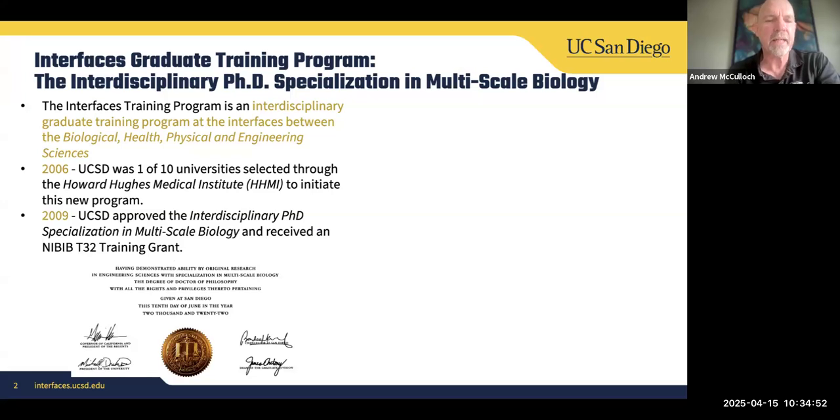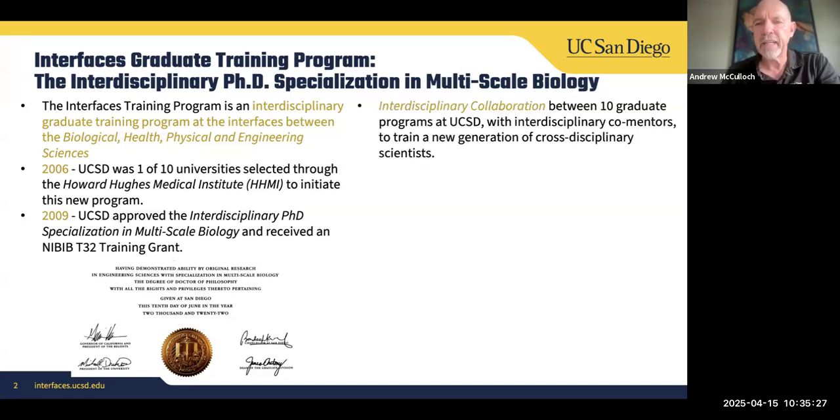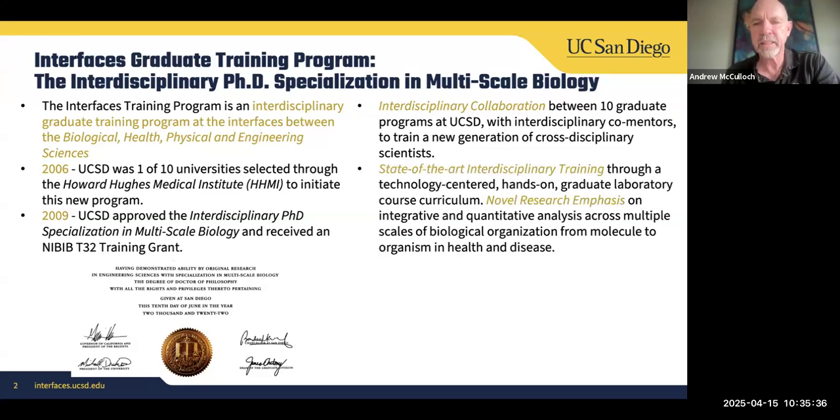The specialization itself, with the help of that grant, was formally created and approved in 2009. And at the same time, we got an NIH T32 predoctoral training grant that we'll talk about later. But the key idea here is that you remain a graduate student in your home program, but you join the specialization usually at the end of your first year, and you graduate with your PhD degree in your home discipline and with a specialization in multiscale biology. So there are 10 graduate programs altogether at UCSD. The program features interdisciplinary co-mentors, because its goal is to train the next generation of cross-disciplinary scientists.